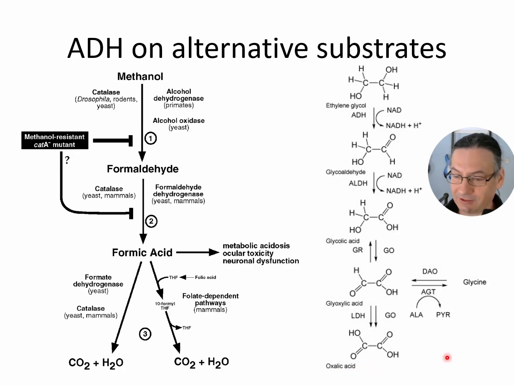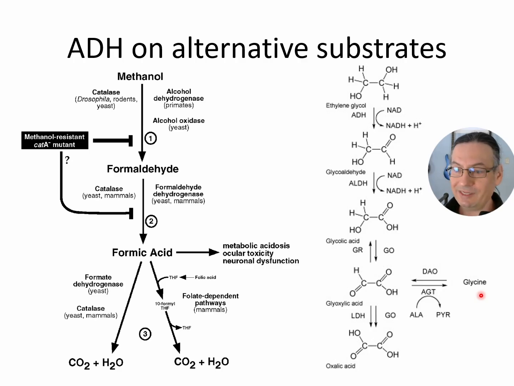Now, that's going to cause damage to your cells. It also is going to be another ocular toxin and can make you go blind. Now, there's multiple pathways, as you see here. We could make oxalic acid. We also could make glycine, an amino acid that we can just use as a building block.